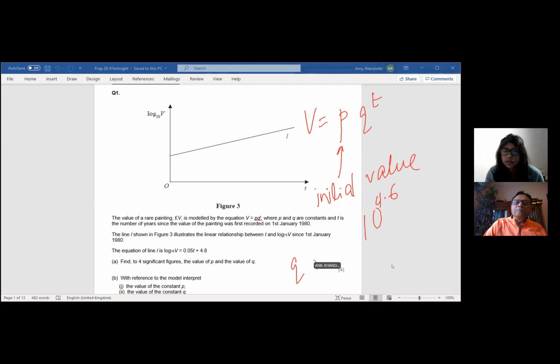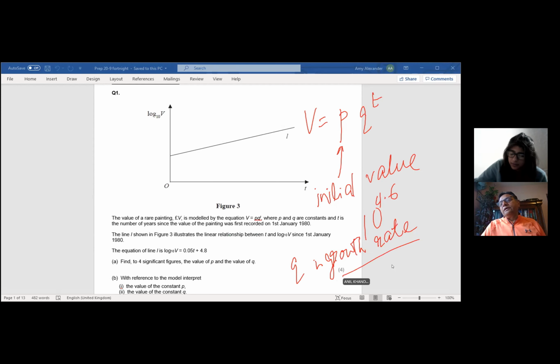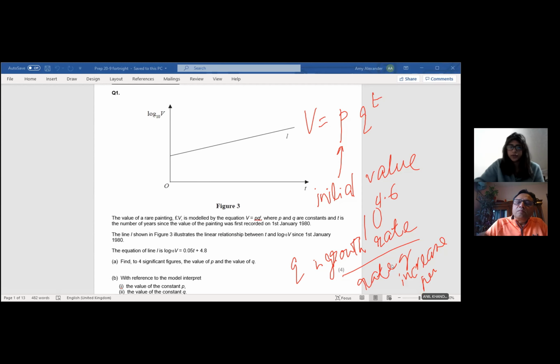Q is the growth rate. Oh, growth rate, that's the word I was looking for. Growth rate or rate of increase of this particular painting cost, right? Growth rate, or rate of increase, you can say. Per year after 1980. Correct. That is how you'll interpret.